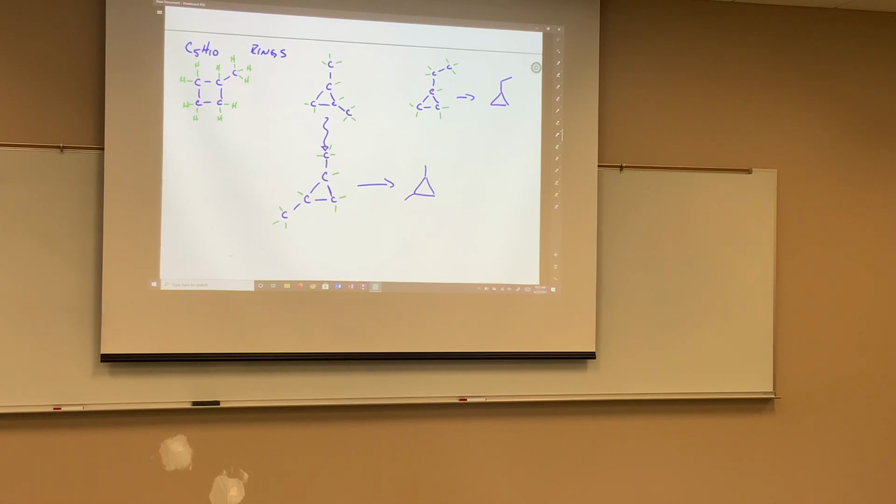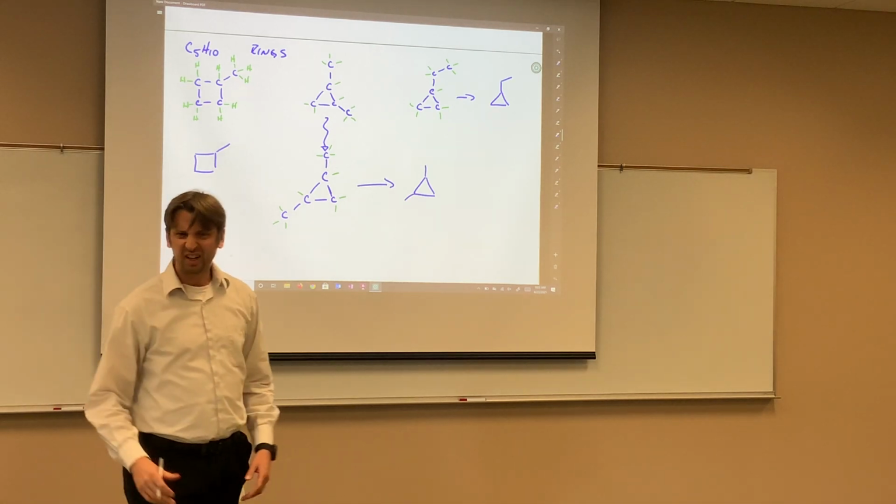Triangle with the 2 carbons coming off of it. Over here we've got a nice square with 1 carbon coming off of it. You guys starting to get the hang of it?